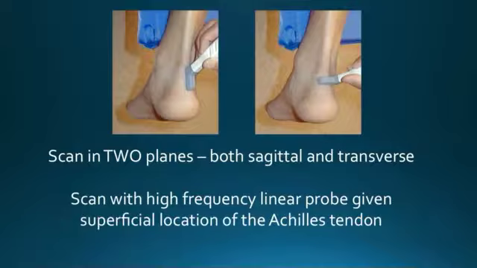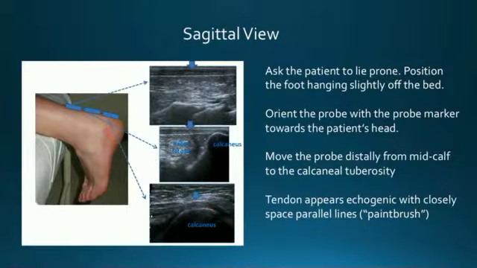visualized in the sagittal view, and in the second image is being visualized in the transverse view. In the sagittal view, the patient should be asked to lie prone, with the foot positioned off the bed in a fully flexed position. The probe should be oriented with the probe marker towards the patient's head. The probe should be moved distally from the mid-calf location to the calcaneal tuberosity.